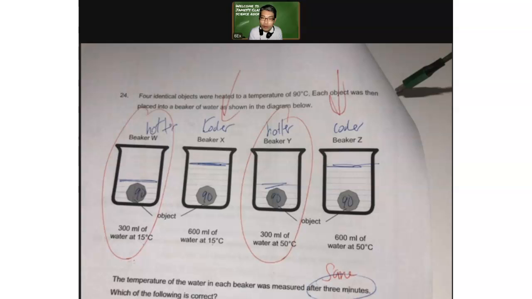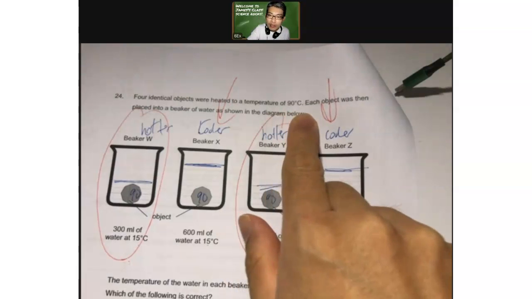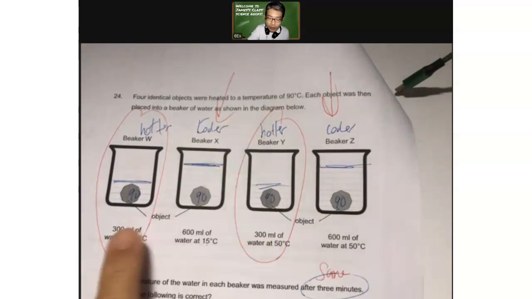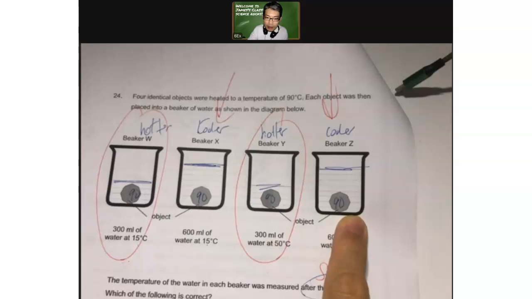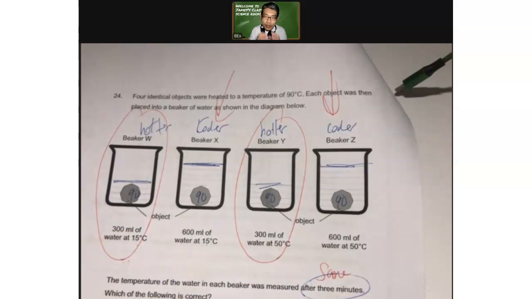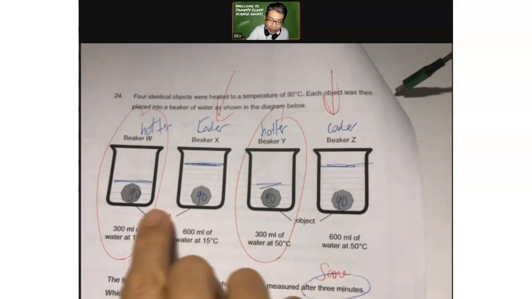Okay, let's start. Now, 4 identical objects were heated to a temperature of 90 degrees Celsius. Each one was placed into a beaker of water as shown below. So all these 4 are the same type of object, same material, and they're heated up to the same temperature. As you know, a hot object will lose heat to its environment. And notice that we're just going to cover parts of it. So we just focus on one part of this diagram, okay?